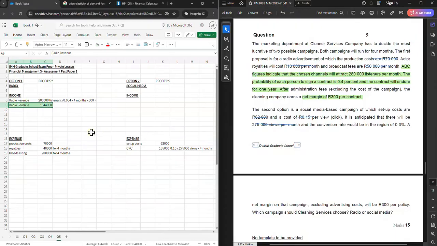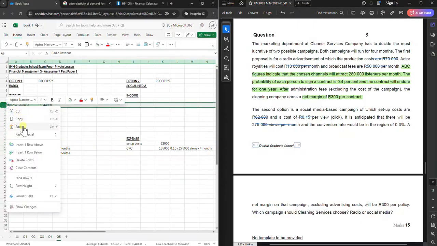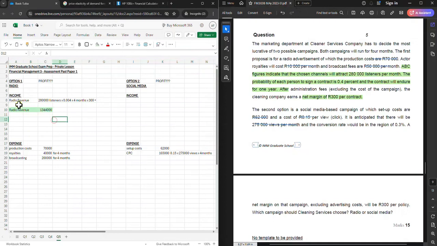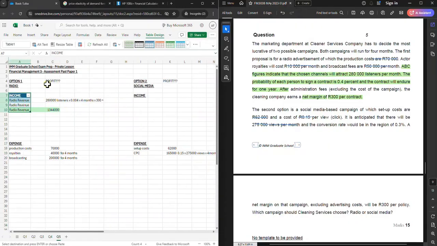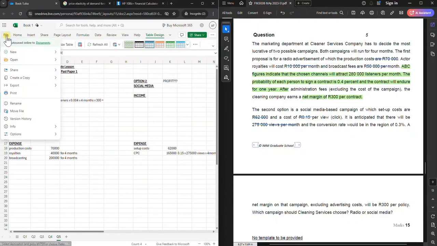Can I ask one question? Yeah. Could we just put one extra line just so I see in the calculation how many listeners actually participated to sign a contract? I just want to see the number. Meaning that I just want to see what 280,000 times 0.004 is. Okay. You did it all in one sum, which I understand. I just wanted to also see.